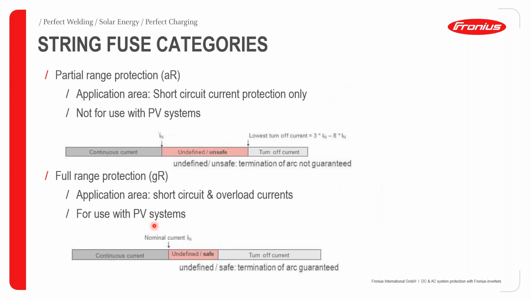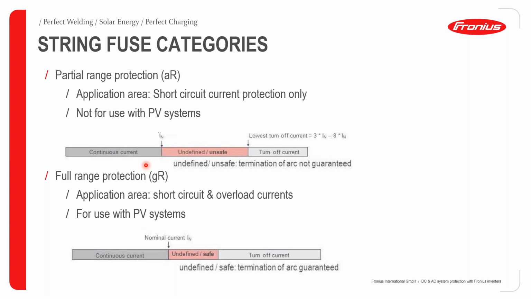Good. So going forward, we're going to be talking about string fuse categories. We have several categories out there, but we shall be discussing the two major categories, which are the AR and the GR. The AR basically describes the partial range protection, and this is usually applied for short circuit protection only, and is not recommended for PV systems. This is, as we're going to see later, because it is not adequate for PV system protection.